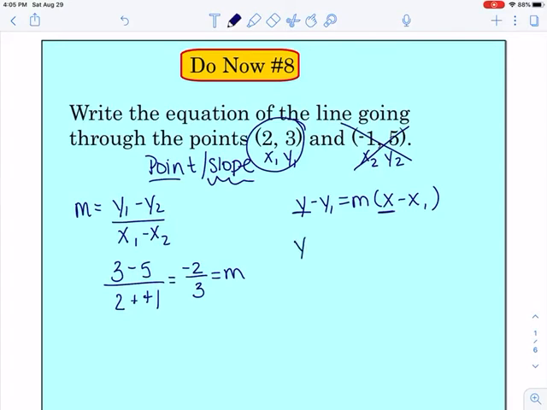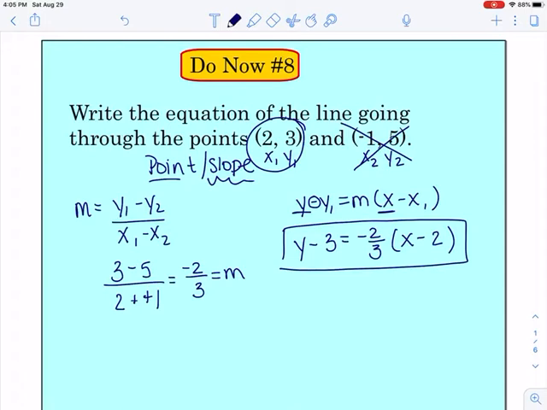So I'm going to have y minus, again, coming down from that formula, and y1 is 3, equals m, which we found over on the left. That's negative 2/3. And again, I'll bring down that x and the minus sign from the formula, and x1 is 2. So in point-slope form, it's y minus 3 equals negative 2/3 times x minus 2.